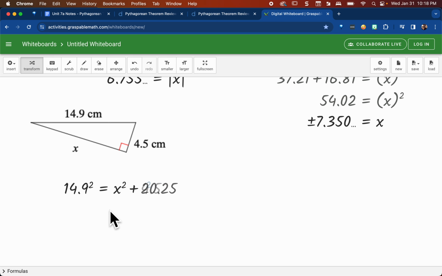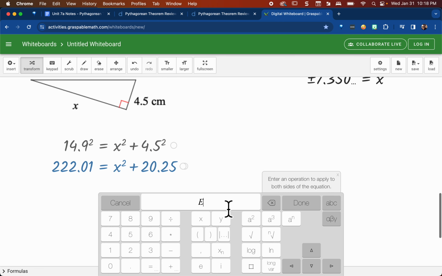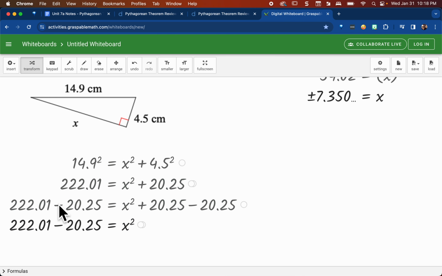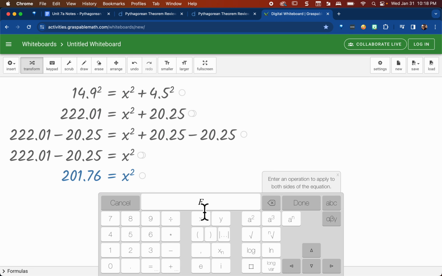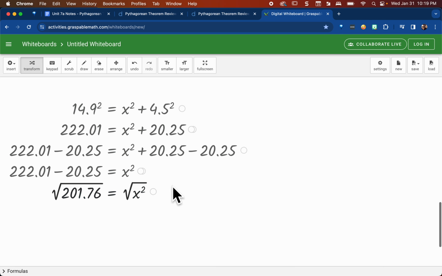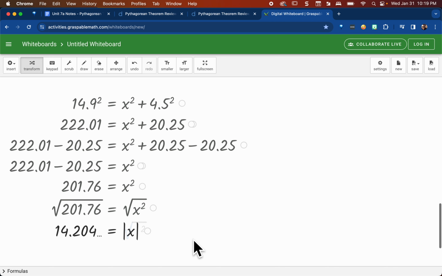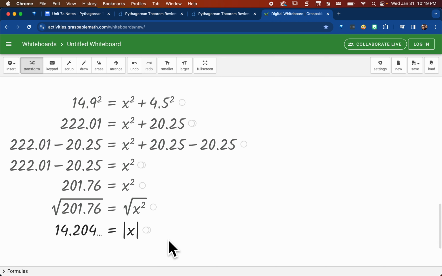So again, we're just clicking through, trying to square each of these numbers. I'll subtract 20.25 from both sides. Then I'm going to square root each side. So I can highlight the E and click on the square root button. That'll give me 14.2. So 14.204 is my number.